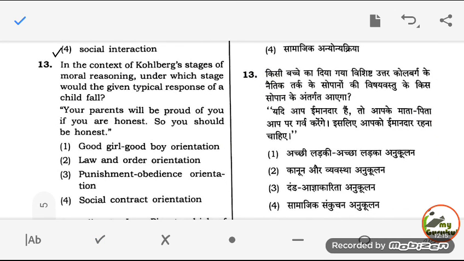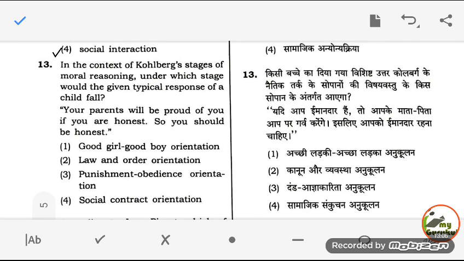Next, in the context of Kohlberg's stages of moral reasoning, under which stage would the typical response of a child fall: your parents will be proud of you if you are honest, so you should be honest. Kohlberg suggests 6 stages of moral reasoning. Stage 1, punishment and obedience orientation. Stage 2, instrumental and relativist orientation. Stage 3, good boy and good girl orientation. Good behavior is what pleases others and is approved by them. Stage 4, law and order orientation. Stage 5, social contract orientation. And stage 6, universal ethical principle orientation.